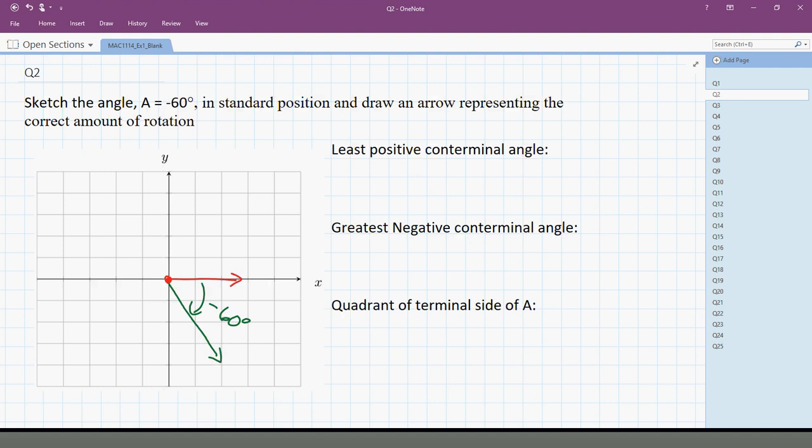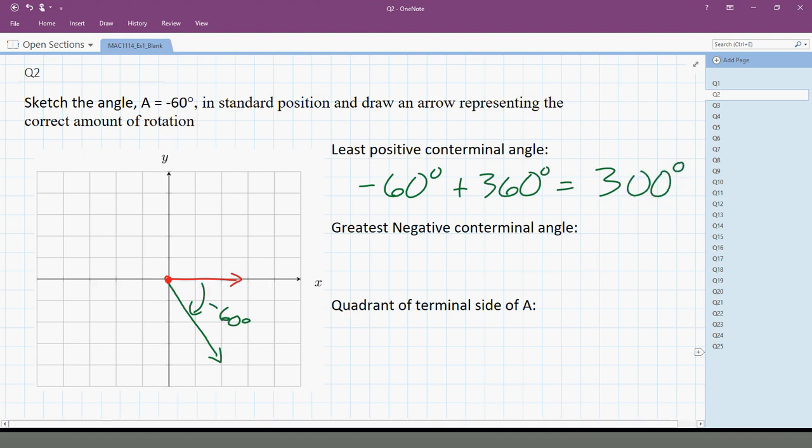All right, so now it says, give me the least positive coterminal angle. How do we get to those? How'd you get 300? There you go. Take negative 60, and you just keep adding 360 degrees until you're between 0 and 360. So 300 is perfect.